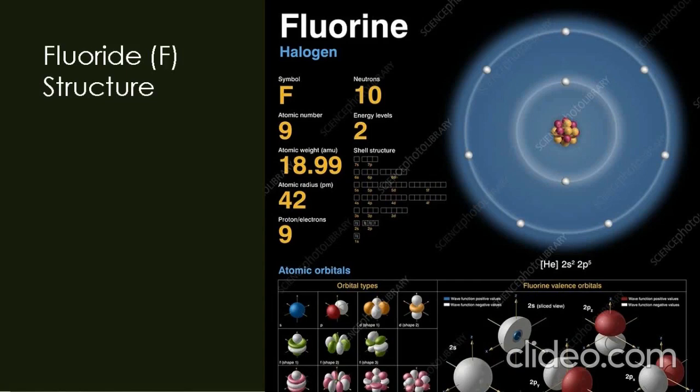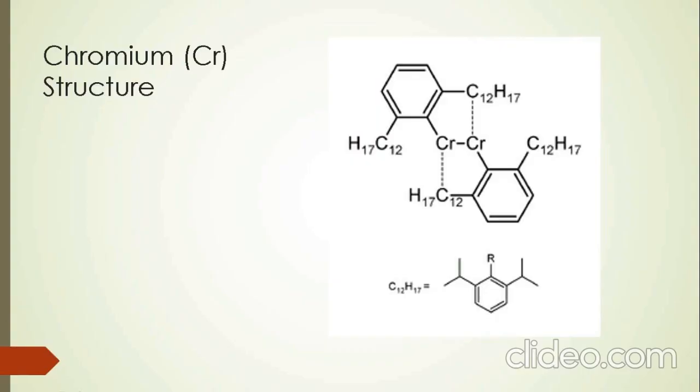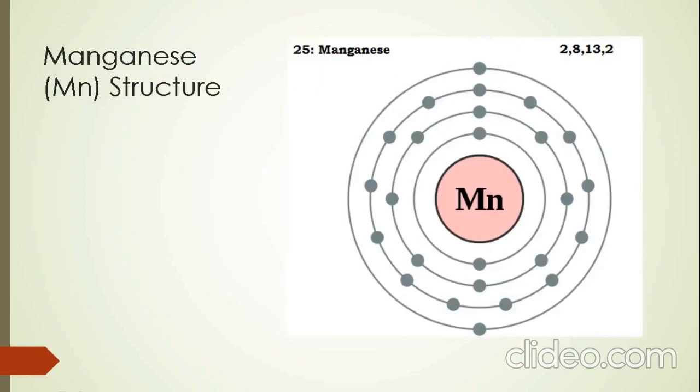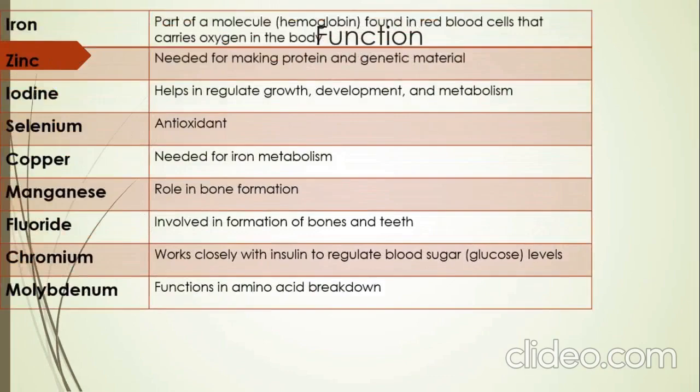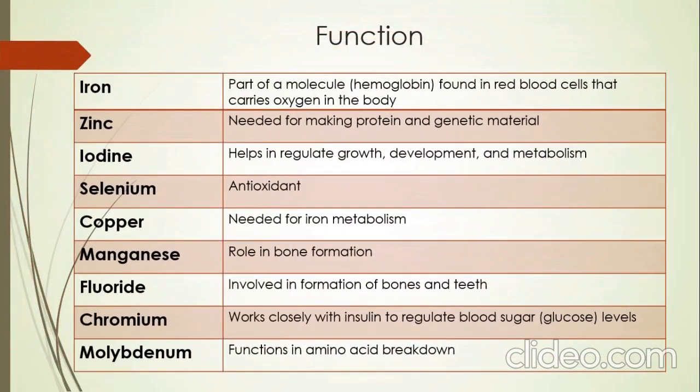And this is the fluoride structure. It has 10 neutrons, atomic number 9, and 2 energy levels. This is the chromium structure. This is the manganese structure. It has a ratio of 2, 8, 13, and 2 atoms. Next, function. Each component has its own function, and we will go one by one.